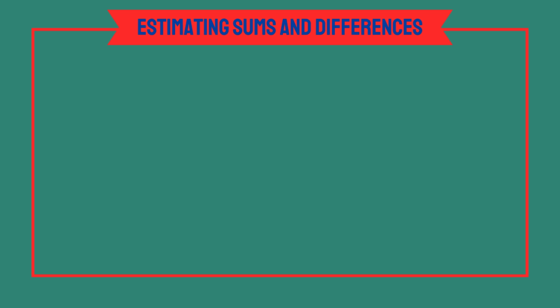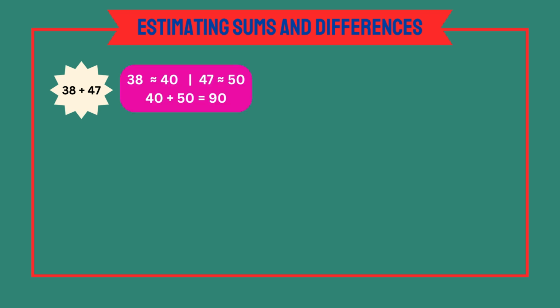Now let's use estimation to add and subtract. First, we round the numbers. Then solve, quickly and easily. Let's try the first sum. 38 plus 47. We round 38 to 40. And 47 to 50. Now it's easy. 40 plus 50 equals 90.